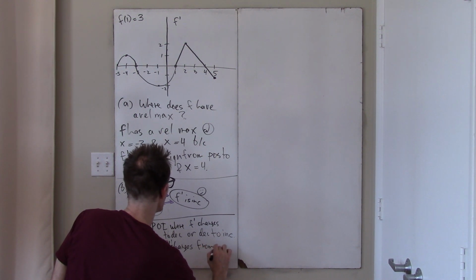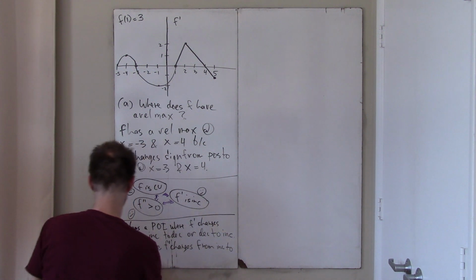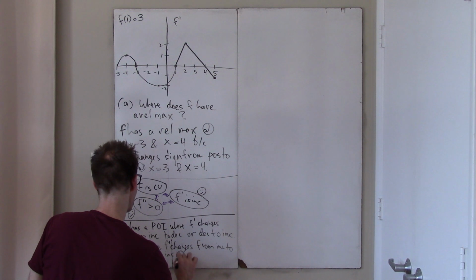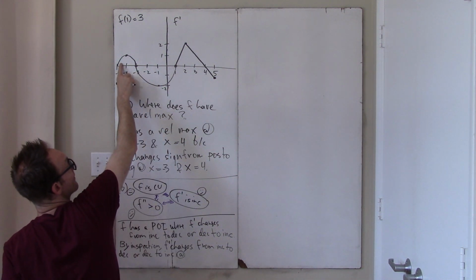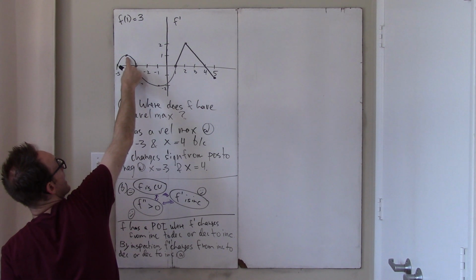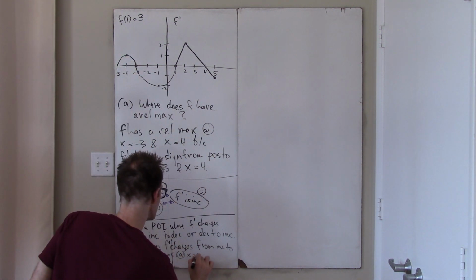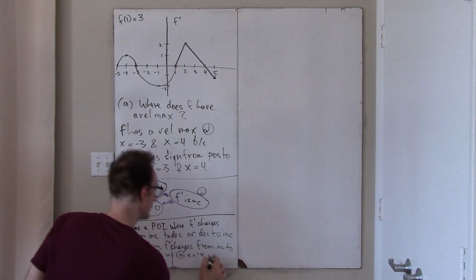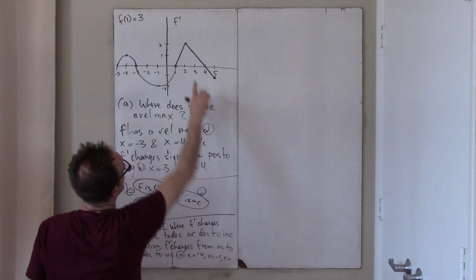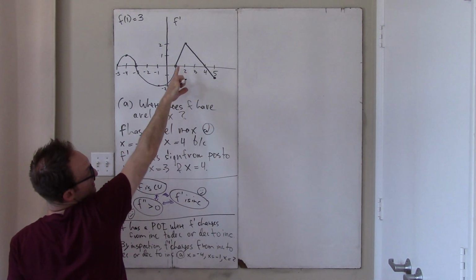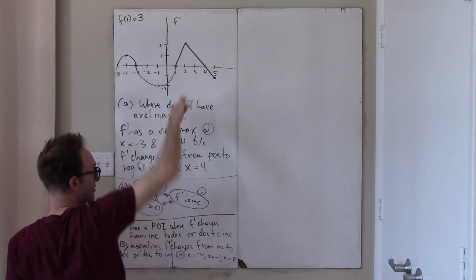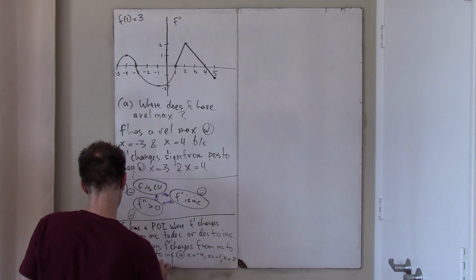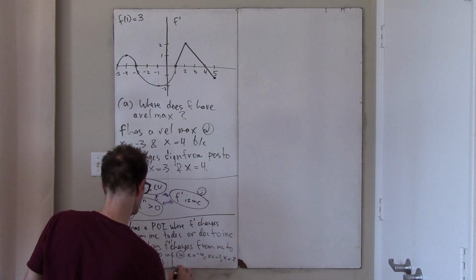f prime changes from increasing to decreasing or decreasing to increasing. At x equals -4, f prime is increasing and then decreasing. At x equals -1, f prime is decreasing and then increasing, and at x equals 2, f prime changes from increasing to decreasing. So f has points of inflection at those places.